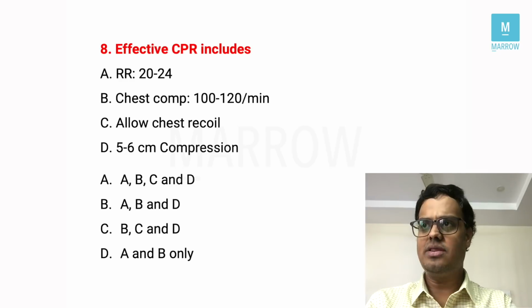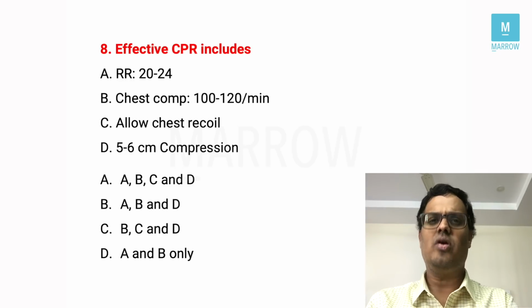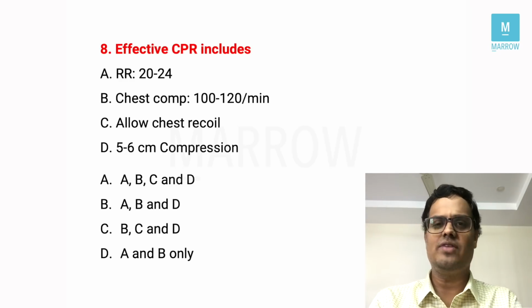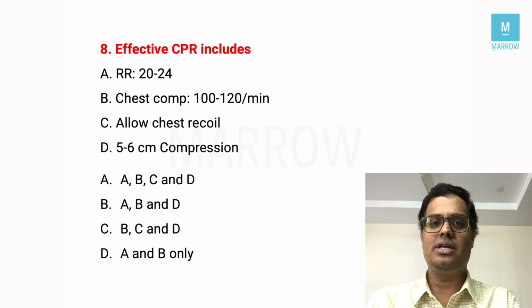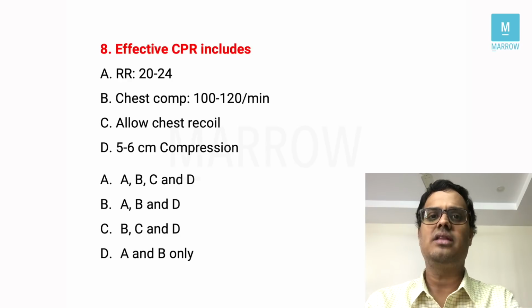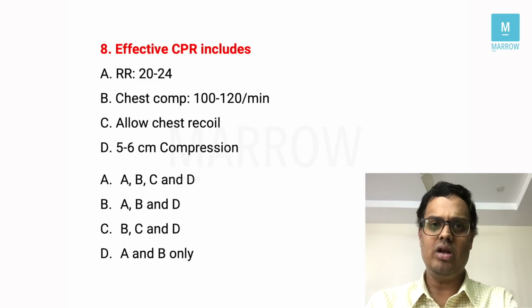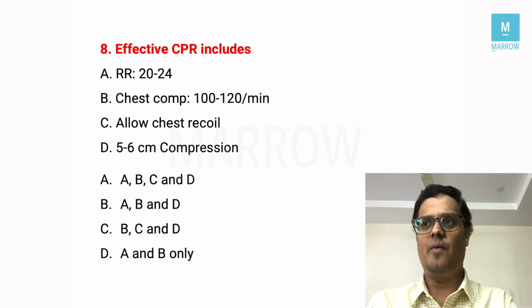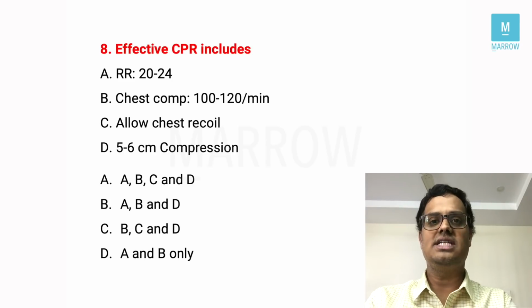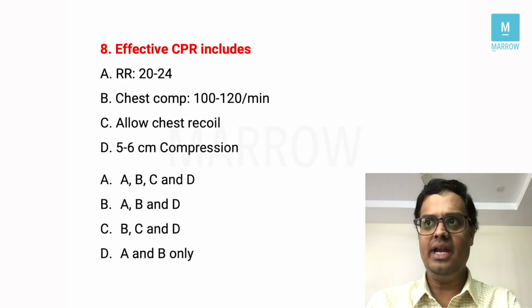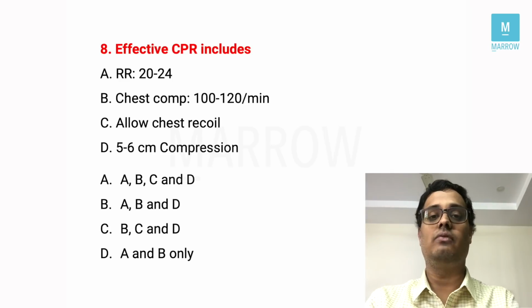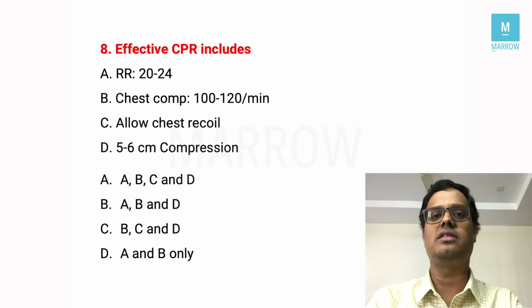So 5 to 6 centimeters of compression. Approximately, most of the time, the 5 centimeters compression is required. Only B and C options were not given, so we choose the option of B, C, D, because chest compressions of 100 to 120 per minute, allowing the chest to recoil, and a compression depth of 5 to 6 centimeters.